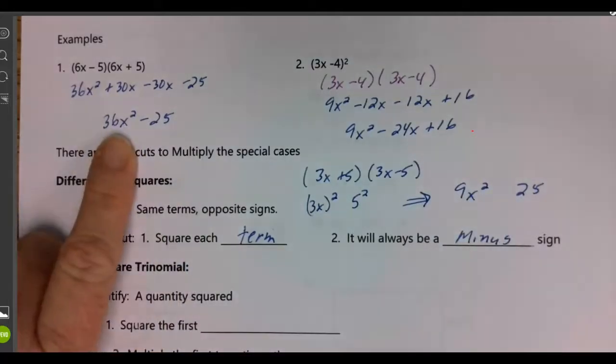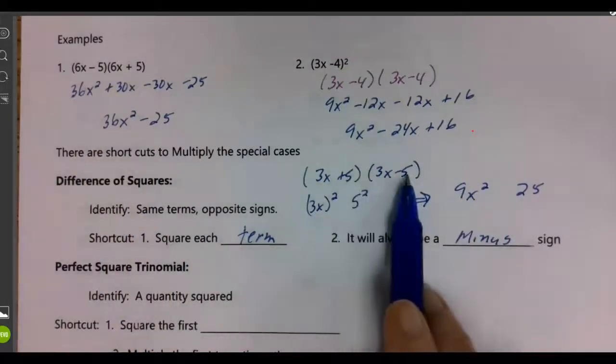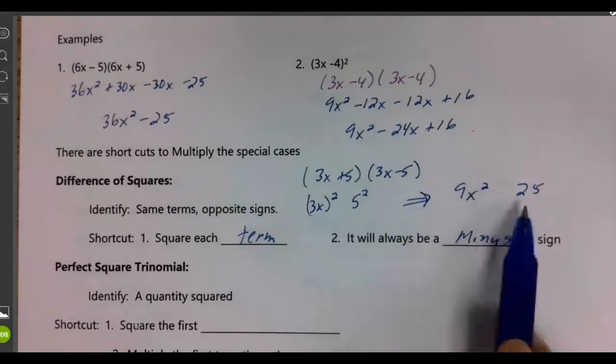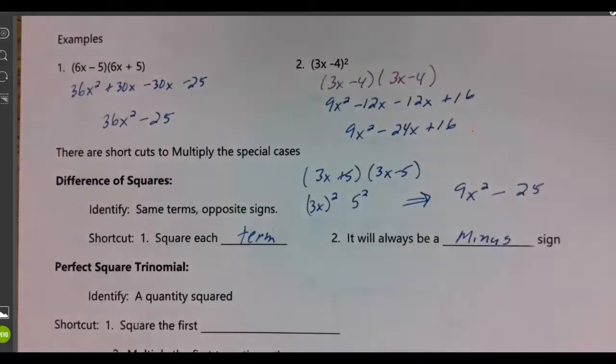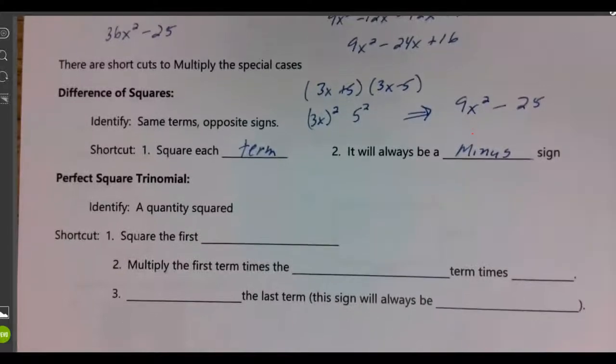Okay? When we do this, and that's because I'm taking a positive times a negative. Positive times a negative is always going to give me a negative. So it's 9x squared minus 25. Good. Perfect square trinomial.